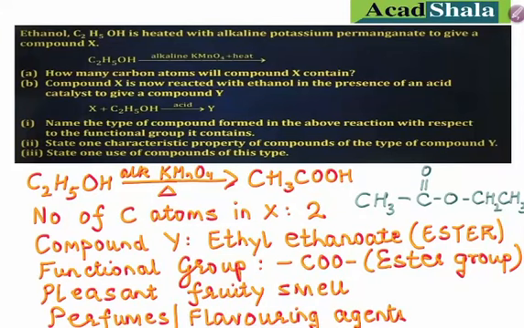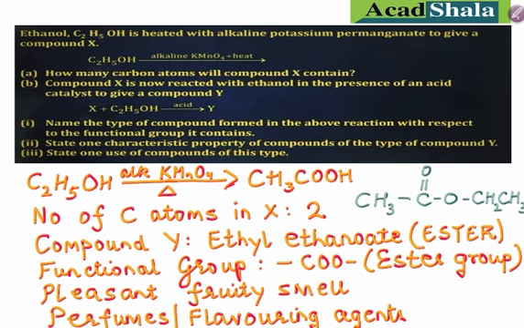Ethanol C2H5OH is heated with alkaline potassium permanganate to give a compound X, and the equation is given, which is incomplete, so we have to complete it afterwards. Part A says how many carbon atoms will compound X contain. In part B, compound X is now reacted with ethanol in the presence of an acid catalyst to give a compound Y, and the equation is given. So X we have to find out first.